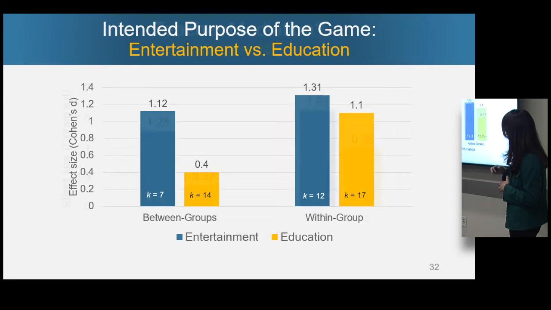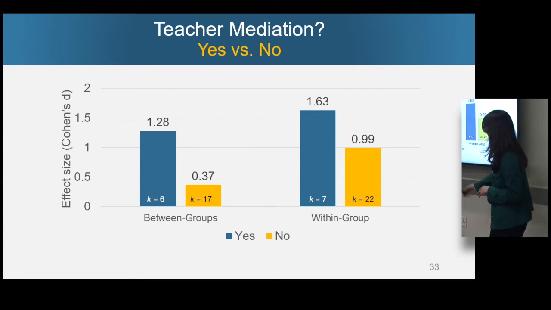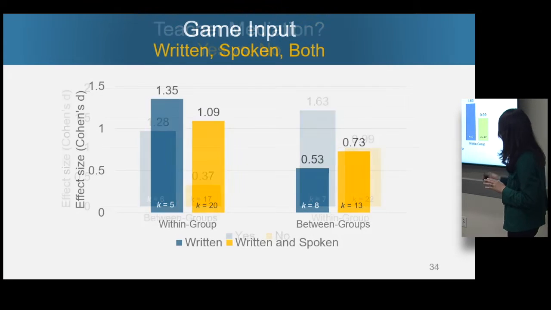So another one where we had clear interpretations is teacher mediation. So again, clear results, right? For studies in which there was some teacher mediation, we saw much larger effect sizes for both between groups and within group designs. So teacher mediation is well worth the effort, right, in the DGBLL context.